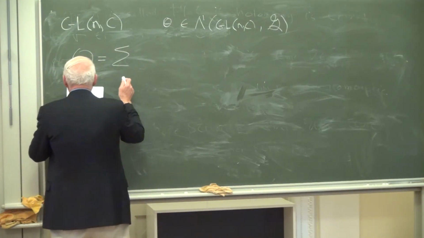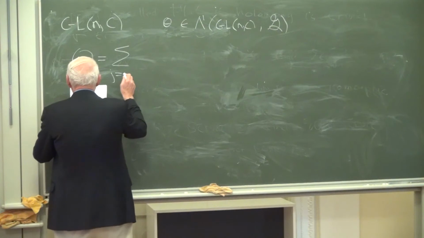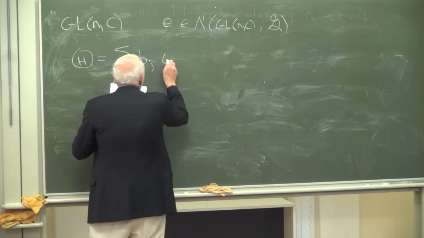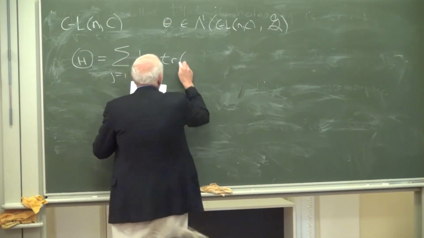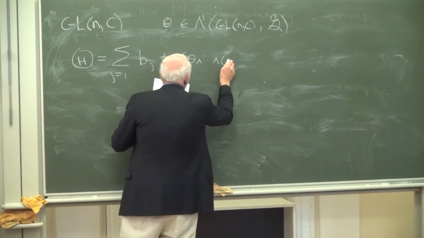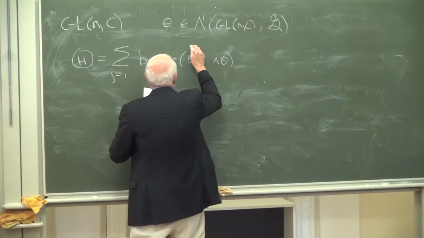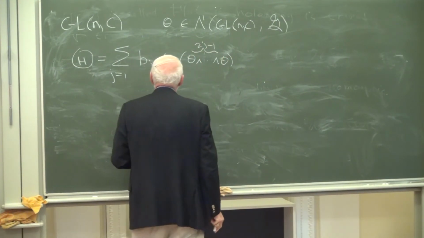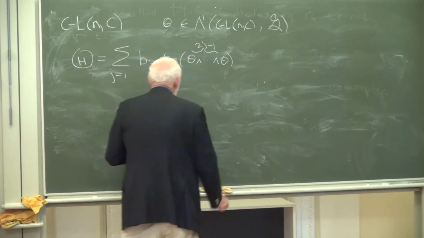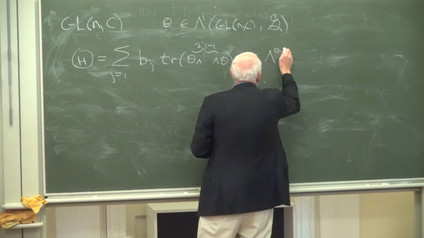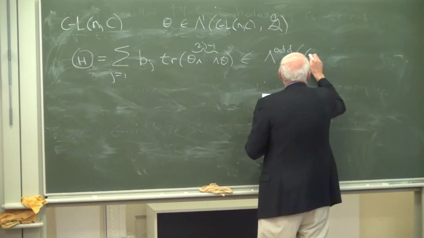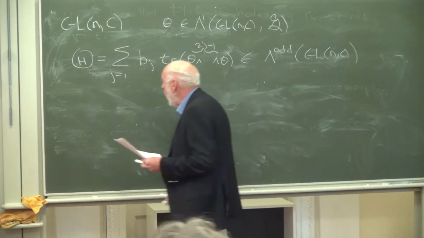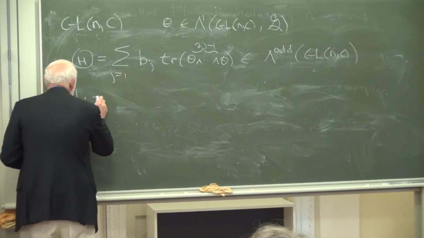And I'll give you a motivation for it in a second. So it's the sum from j equals 1 of Bj times the trace of theta wedge theta to the power 2j minus 1. They're all odd forms. That's contained in wedge odd of GLN C, where Bj is a crazy number.